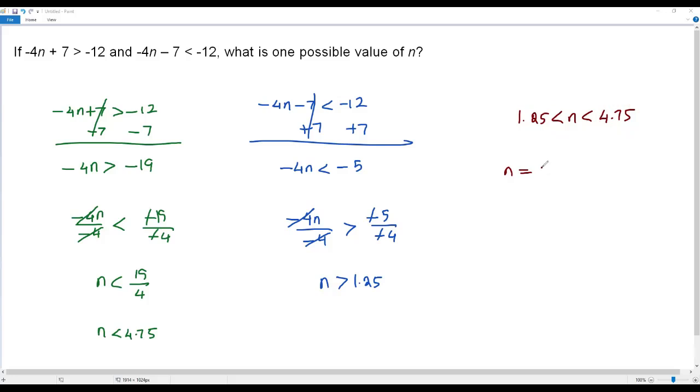Then n can take the integers 2, 3, 4. So we have 3 possible values for n, but the question asks us to find one possible value of n. So one of these 3 values can be considered for n.